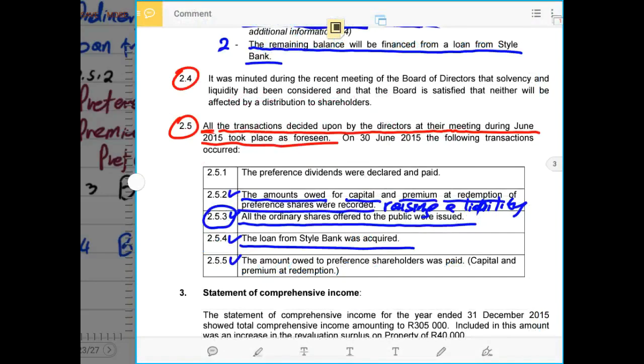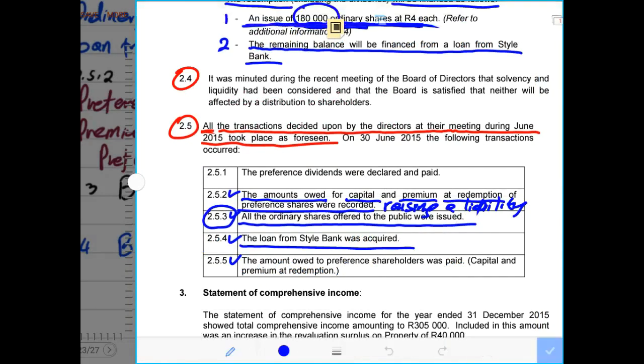Then we go to the last entry, and the last entry is recorded under 2.5, where they say the amount owed to preference shareholders was paid with regard to capital and the premium at redemption. So now we are paying the full amount. Why are we paying the amount now? Because we raised the loans.